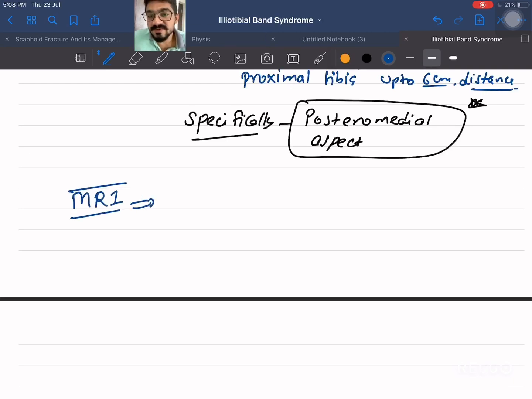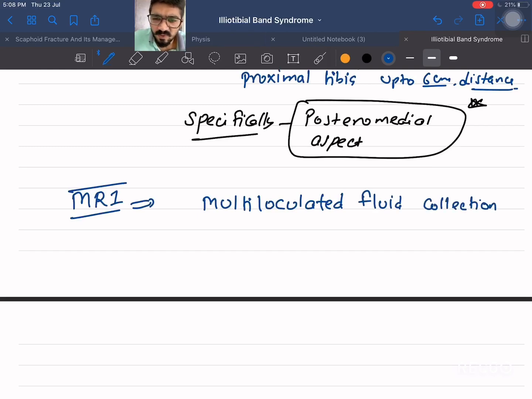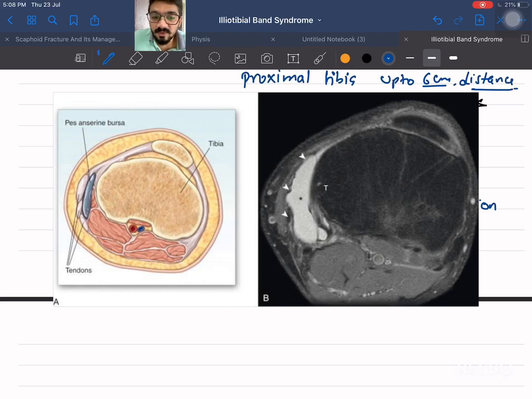Now, regarding the investigations in case of pes anserine bursitis, investigations like USG and X-ray are not useful. Only the MRI is useful here, because there is a multiloculated fluid collection in the posteromedial aspect of the knee.